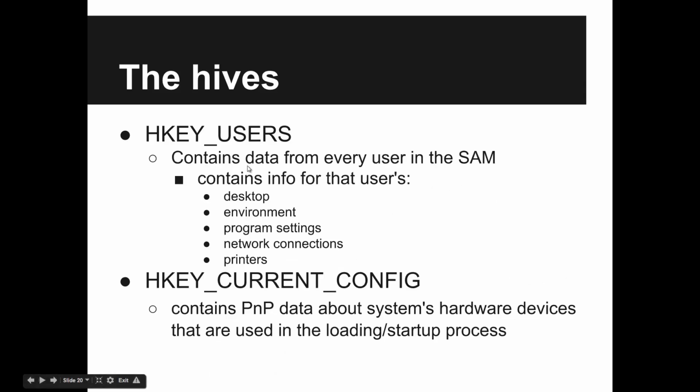Now, HK users contains data for every single user that's authorized on the device. This information will also be stored in the SAM, which is the Windows Security Account Manager. And so, similar to Linux, it will contain everything that the operating system needs to know for that user's environment. So you'll have information on their desktop settings, resolution, what environment permissions and configuration they should have, as well as default program settings and other network permissions and printers that are allowed to the user.